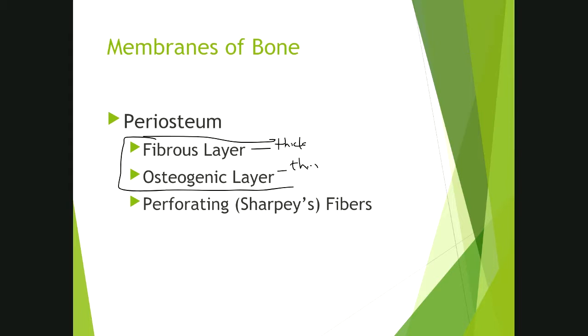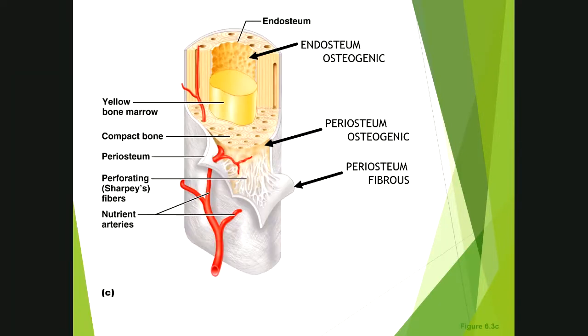And then this periosteum is held onto the bone by these perforating fibers. So we looked at this picture in the lecture. And so here's the bone right here. This is the outside out here. And so there's the membrane right there and right there. Two layers. So there's a fibrous layer and an osteogenic layer.